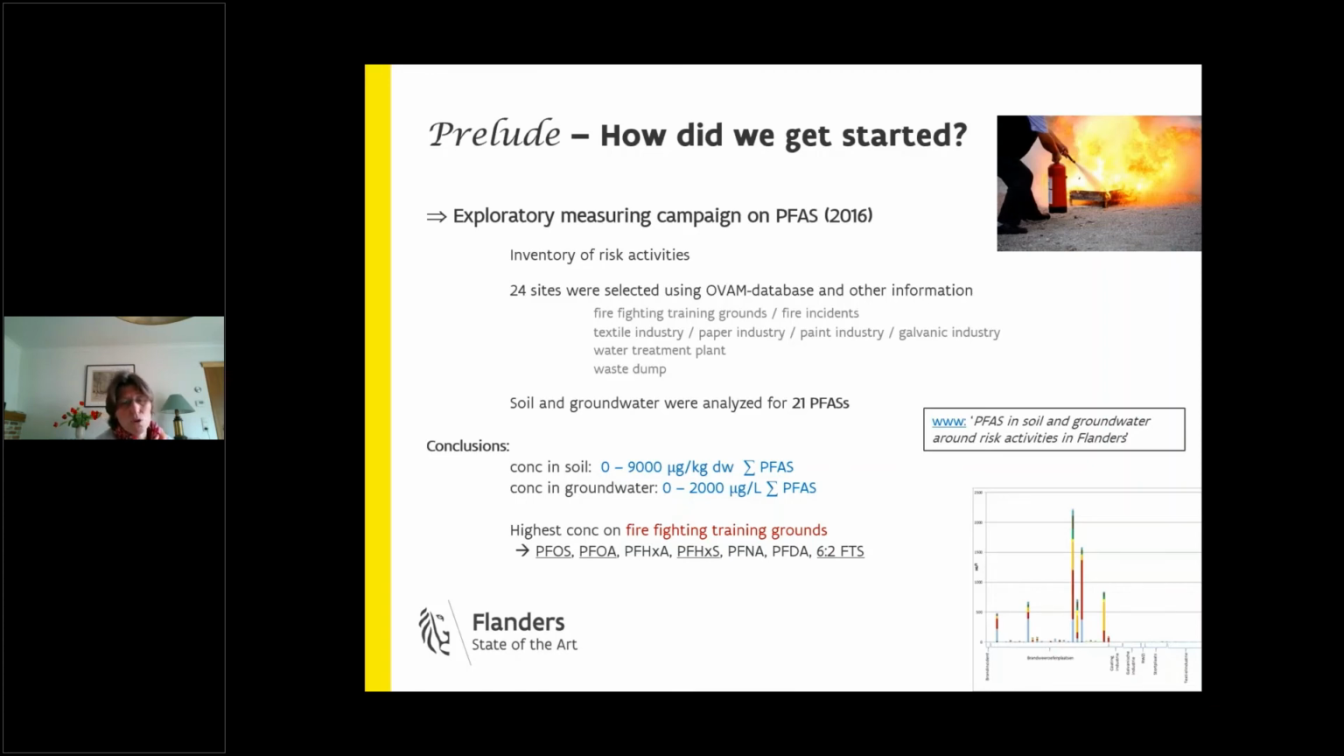What are our conclusions? First, the concentrations in the soil ranged from 0 to 900 micrograms per kilogram, and this is for the sum of PFAS. The concentrations in groundwater ranged from 0 to 2000 micrograms per liter, again for the sum of PFAS. The highest concentrations were found on the firefighting training grounds. I have to note here that this activity is not included in the standard list provided in the legislation to do an investigation. The highest concentrations were found for PFOS and PFOA, also for PFAS and for 6:2 FTS.